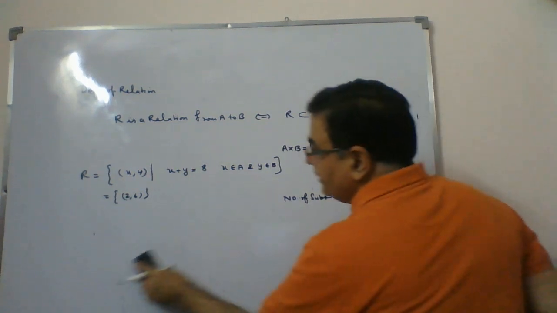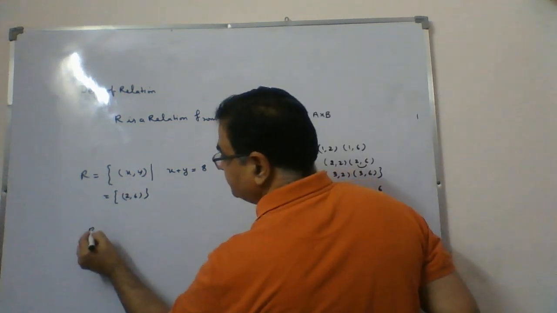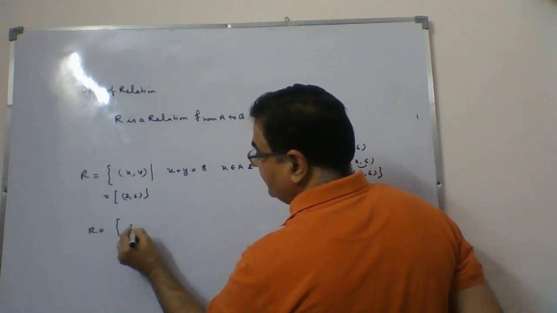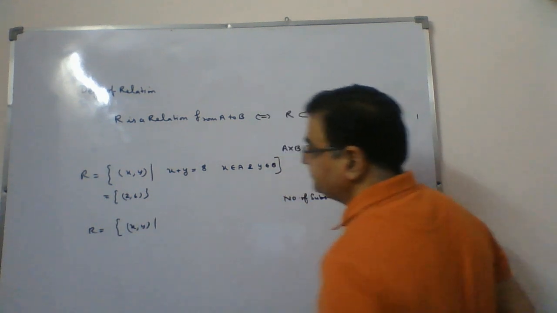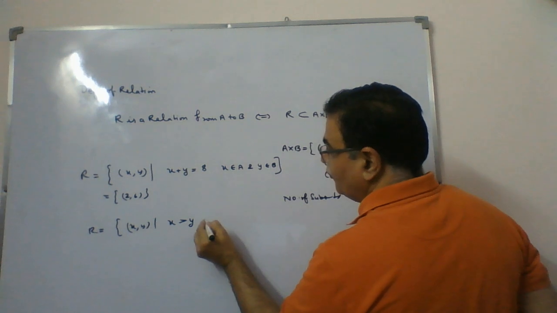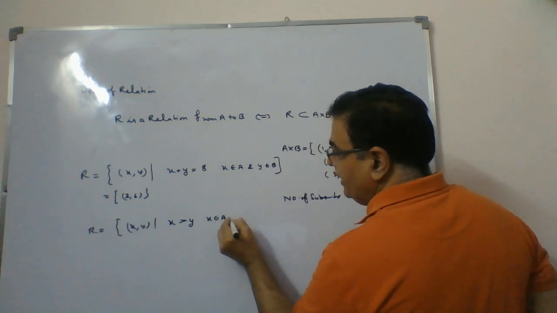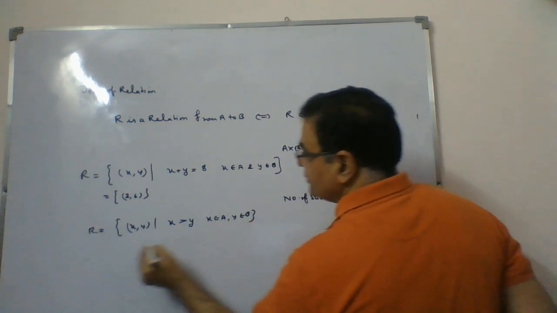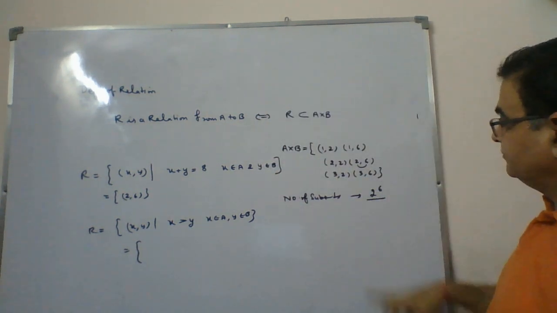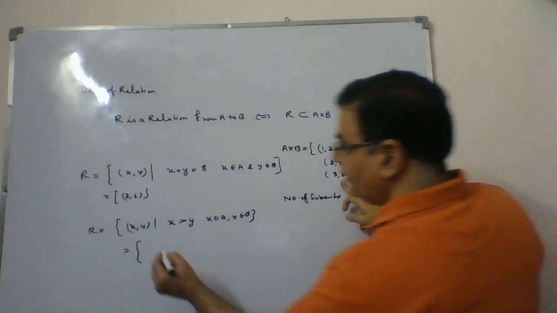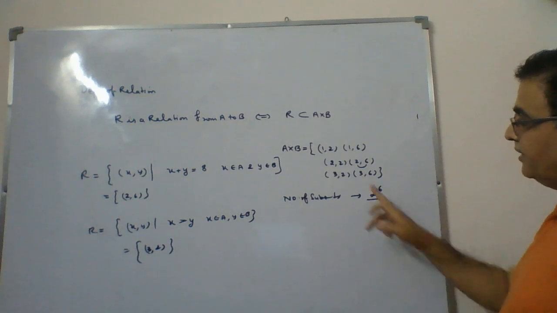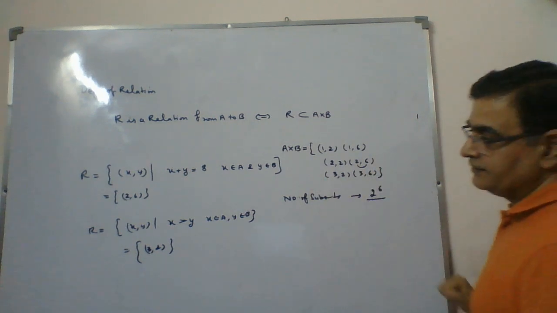By the way, another relation, they say R is another relation. What relation am I giving here? x comma y, where x is greater than y, x belongs to A and y belongs to B. Just check here. Which element will I take? x greater than y. This is one element only, 3 comma 2. Others have the first element less.